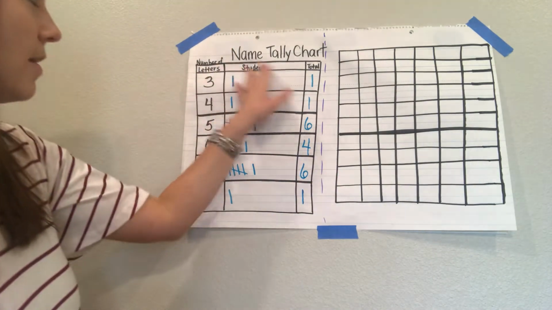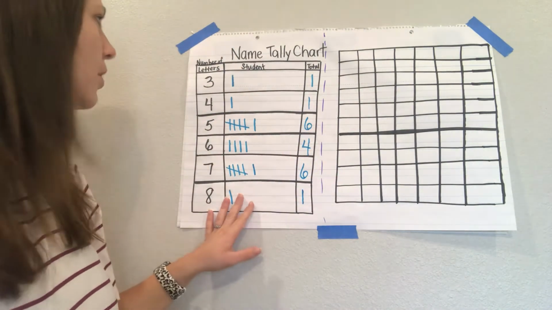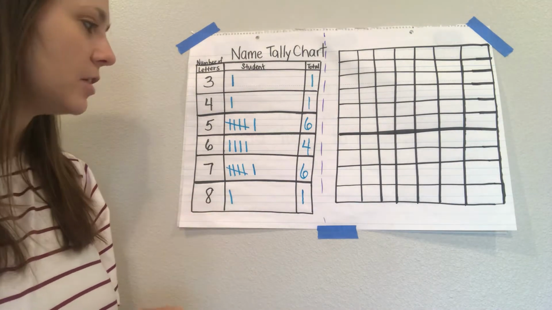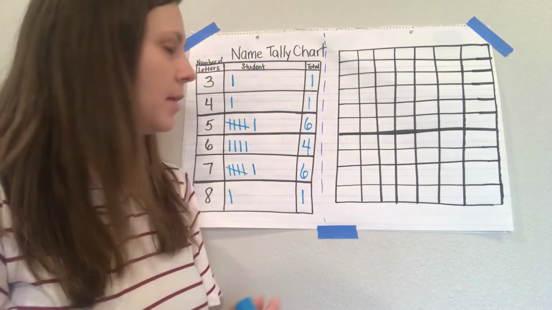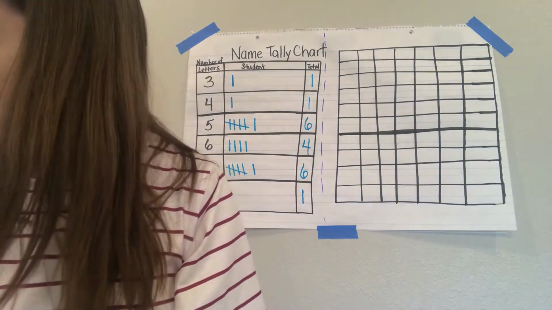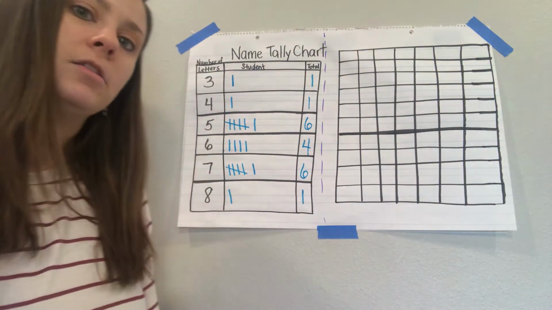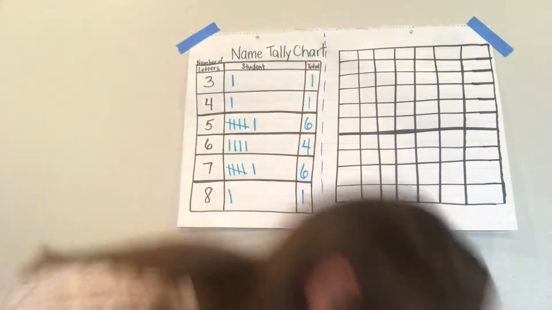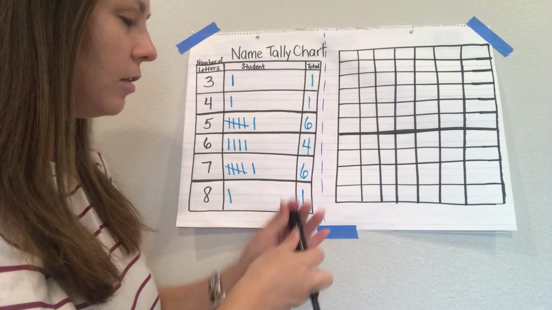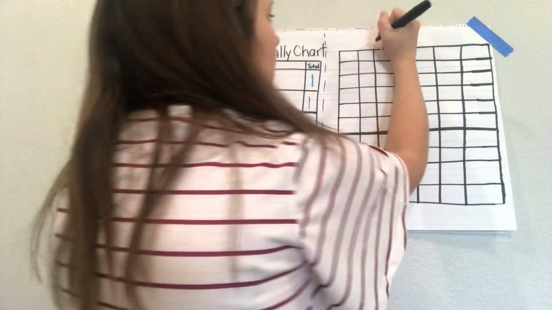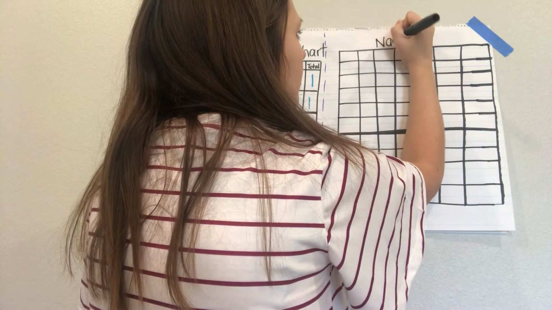All right, so now we have completed our tally chart over the different letters of our names. So now we're going to make it into a bar graph. And I'm going to need to add my labels to my bar graph before I can start graphing anything. Oops, I dropped my marker. Okay, the title of this bar graph is going to be Name Bar Graph.